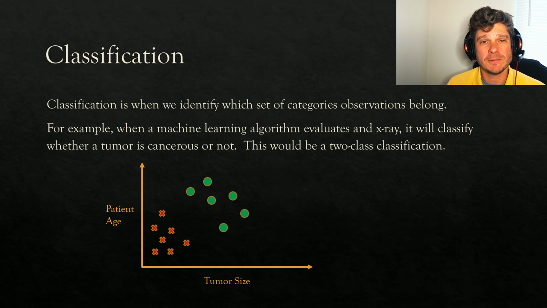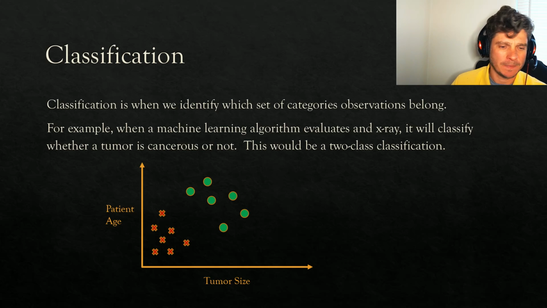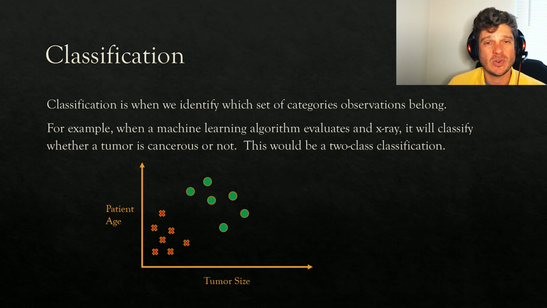Again, we'll start with the simplest ones, where we either classify something as belonging or not belonging: a two-class classification, or a binomial classification. An example of this would be when we use a machine learning algorithm to evaluate an X-ray, and it classifies whether a tumor is cancerous or not. In my little example, we have just two simple variables, the patient's age and the tumor size. Is it going to be cancerous or not?